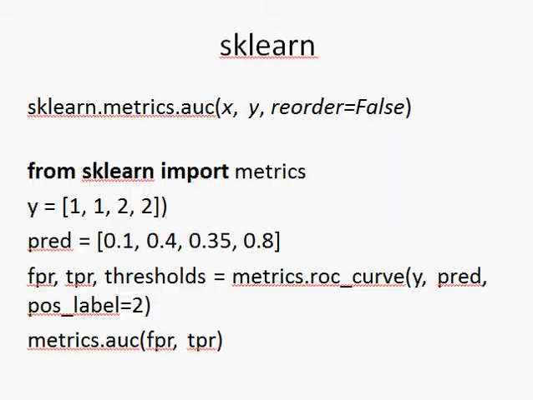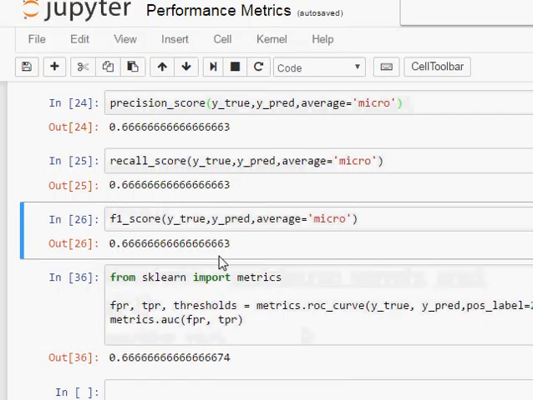How do we calculate this value for the area under the curve? Let's say these are our y values, these are our predicted values. We need to calculate the curve, and that will return the false positive rate and the true positive rate and the threshold, our line, and then we send those two arrays into the area under the curve, and this will give us a score. We try it using scikit-learn.